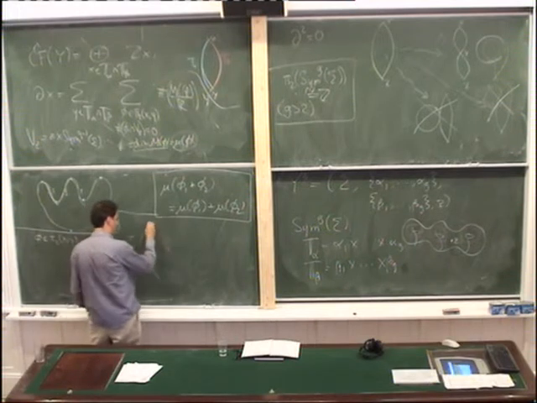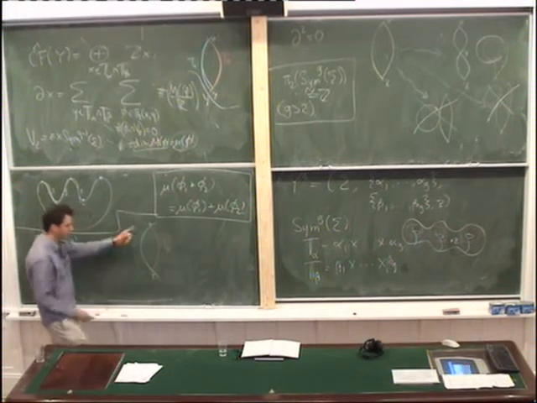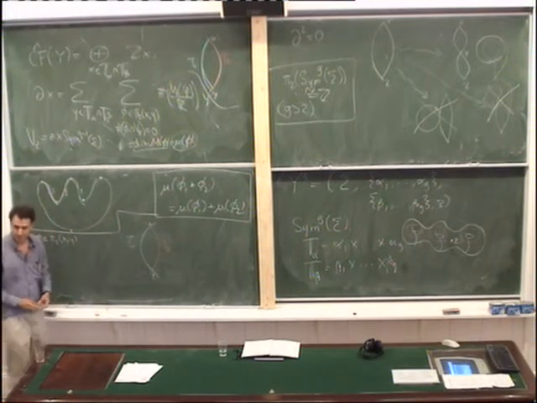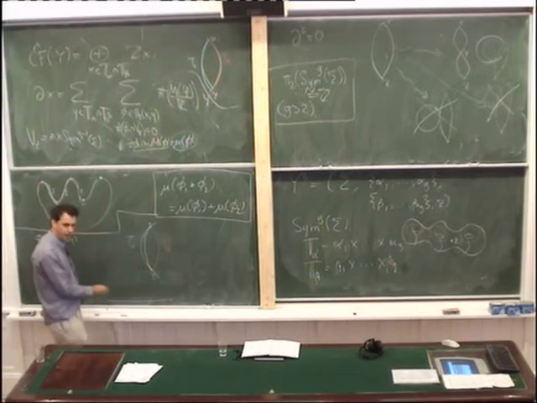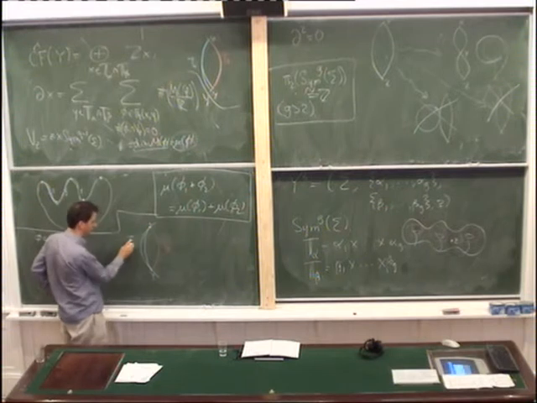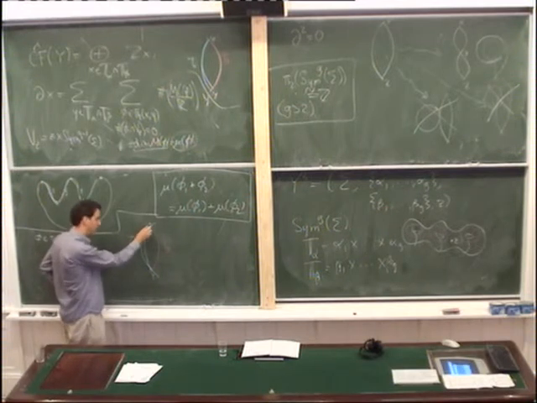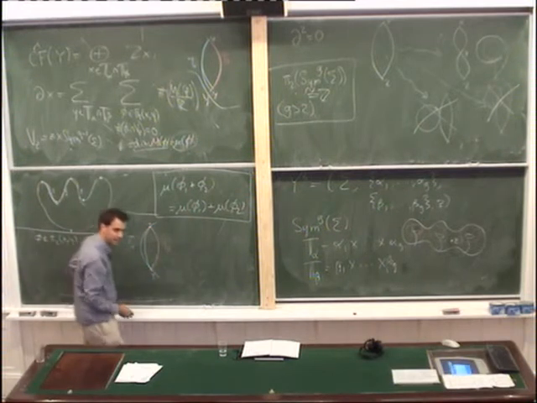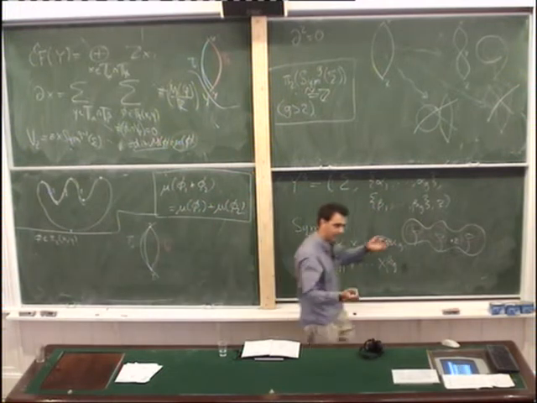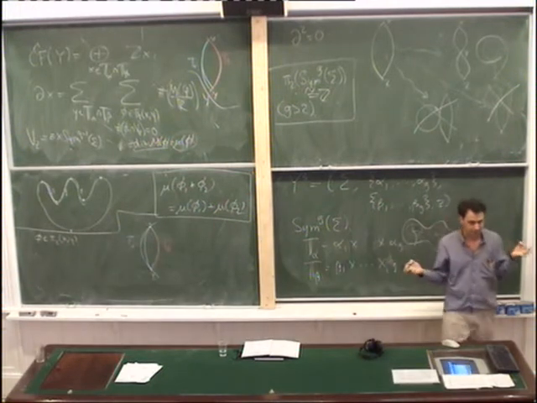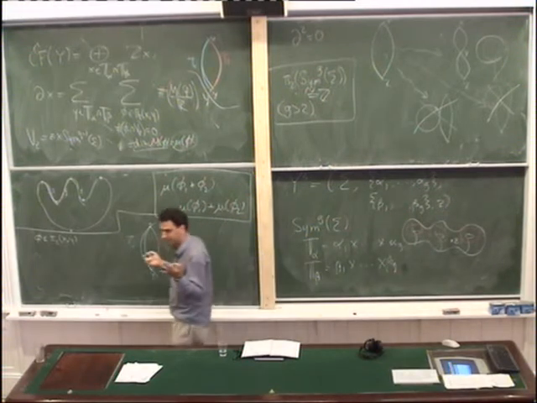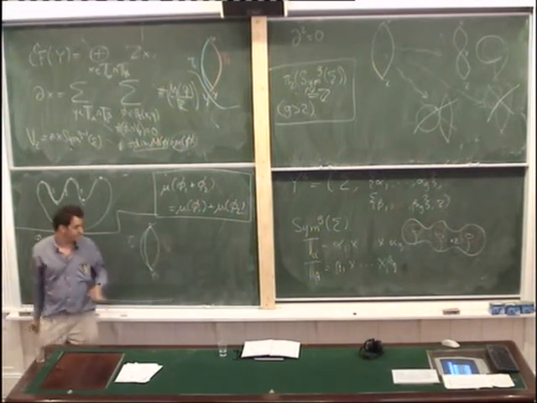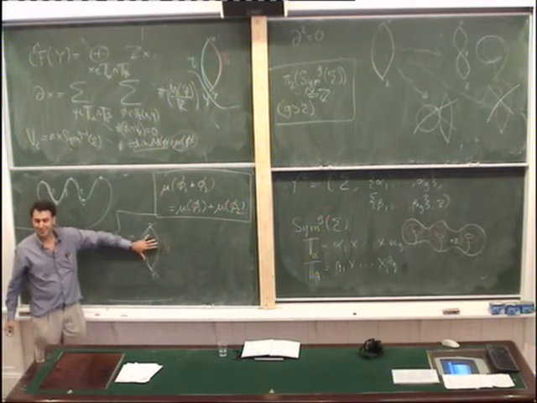I want to connect x to y. Well, T alpha and T beta are both connected spaces. So what I can do is I can just draw an arc from x to y, which lives entirely inside of T alpha, and I can draw another arc from x to y, which lives entirely inside of T beta. And that way I get a closed loop in this g-fold symmetric product of sigma.